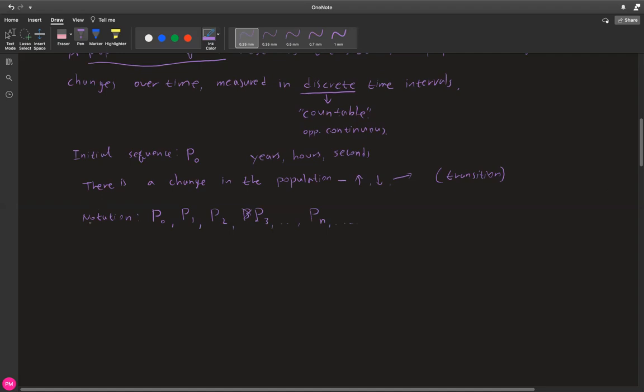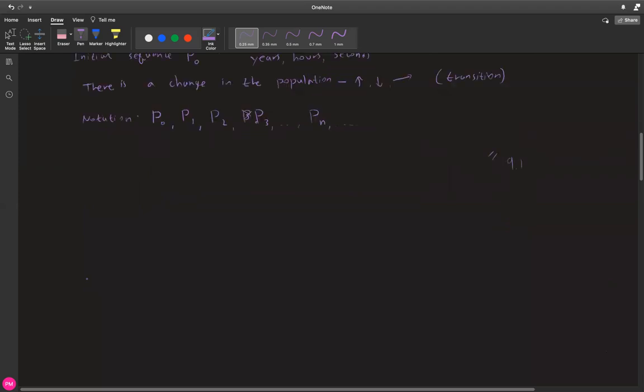So that's the end of 9.1. And before we go into 9.2, I actually want to go over a few problems, a few examples where you might encounter trouble trying to do your homework.